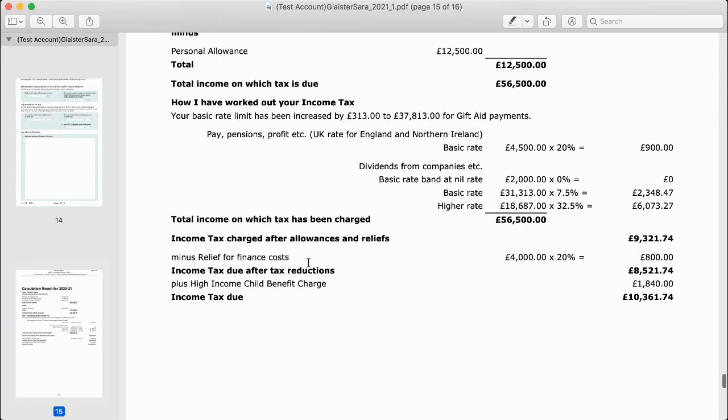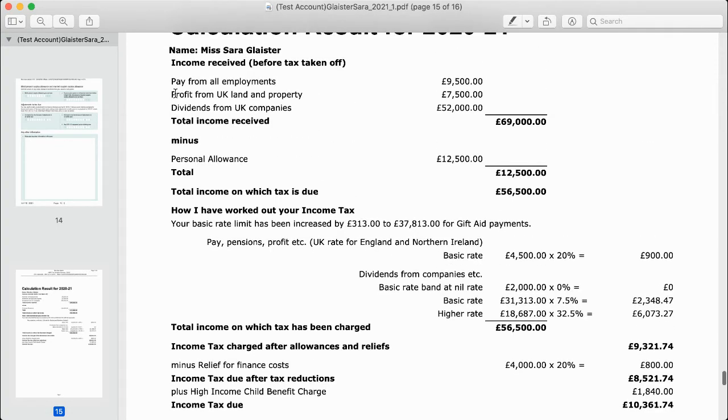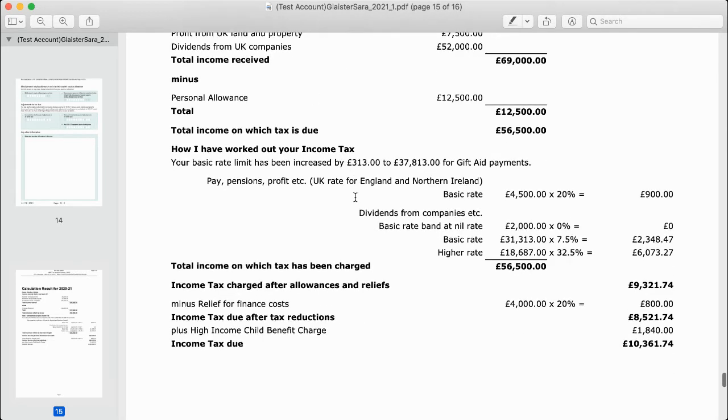Just following on from that, you'll see in this example that there is income from property. If there's any finance costs in relation to the property, then you'll receive a basic rate deduction for those finance costs, and that's shown here. That's reducing the tax that's due. So we've gone from the £9,321 here, we've taken off the £800 for the relief for the finance costs, and we've got the £8,521 here.